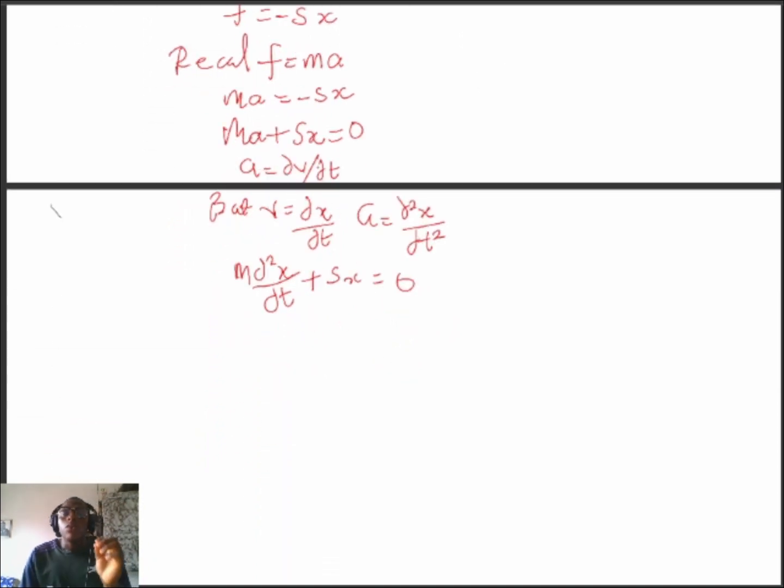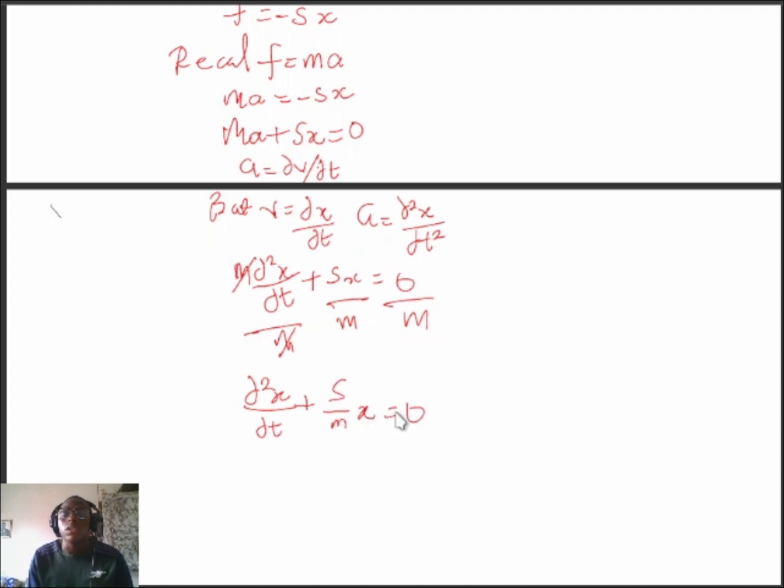Remember, when we have a differential sign here, you make your differential sign stand alone. Making this differential stand alone means you divide your equation by M. You divide here by M, and you divide here by M. If you do that, the M here will cancel the M here, and you'll be left with d square S over dt square plus S over M of x, and this will be equal to 0.